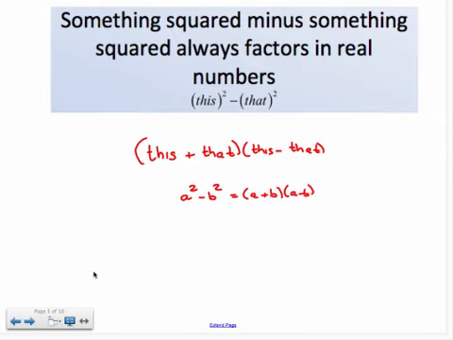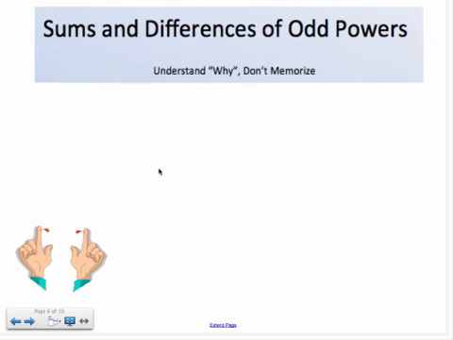Okay, now, by the way, FYI, a sum of two squares does not factor in real numbers. That's a common pothole that we should step into, so we need to make a note: a squared plus b squared does not factor, DNF.